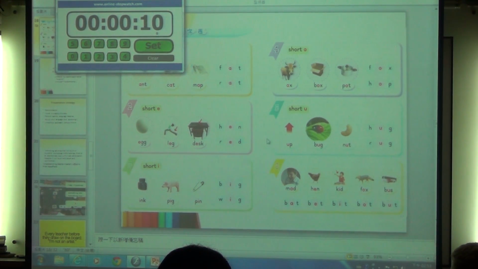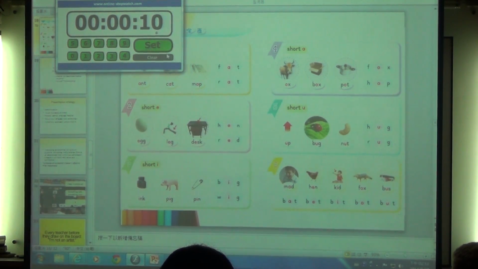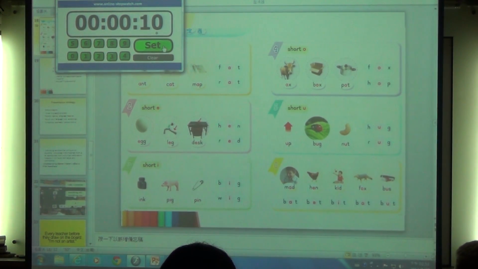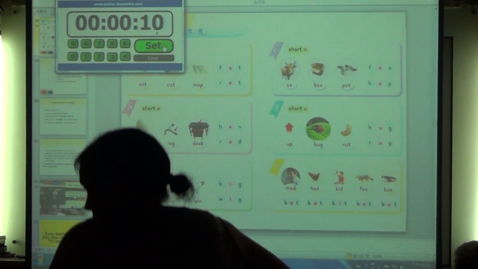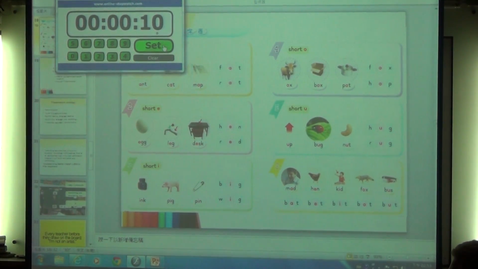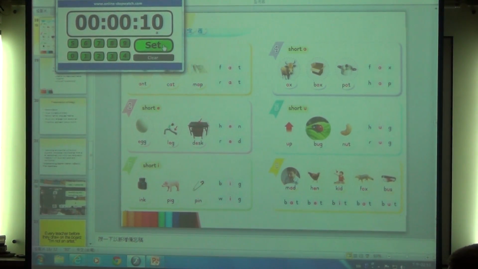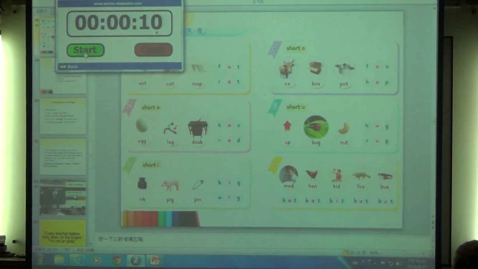Ready? Not too slow for them. I think I'm gonna try it again. I know it's kind of hard, but let's see. We're gonna give it a try ourselves. Start with ant. Alright, ready?